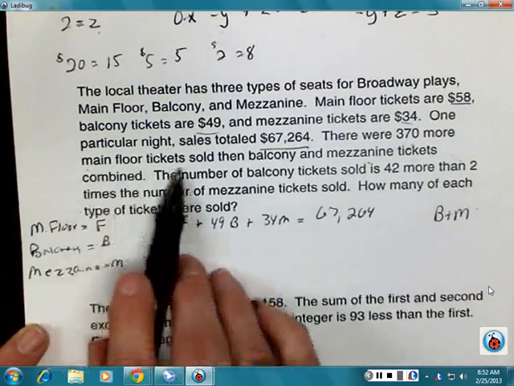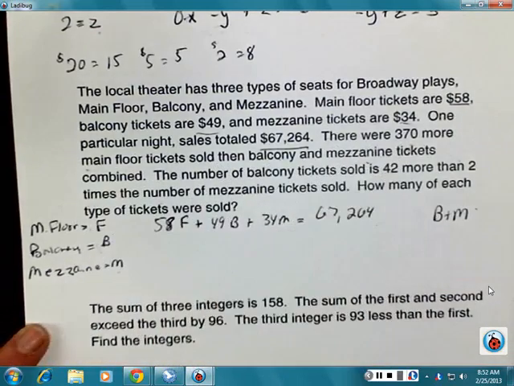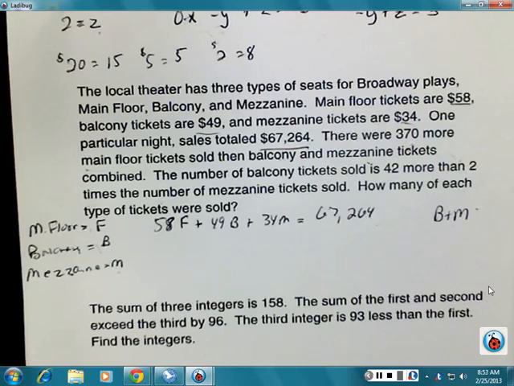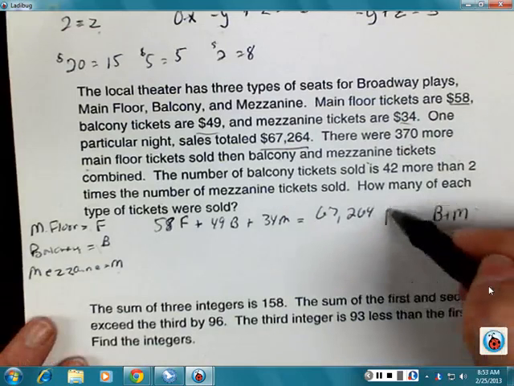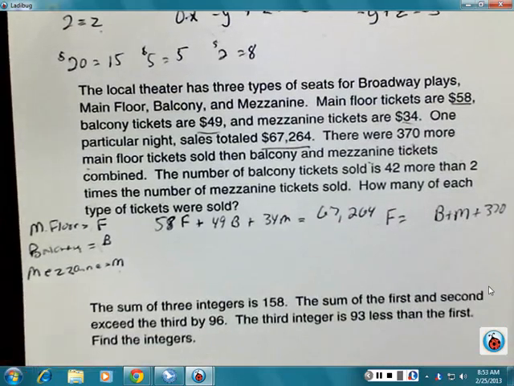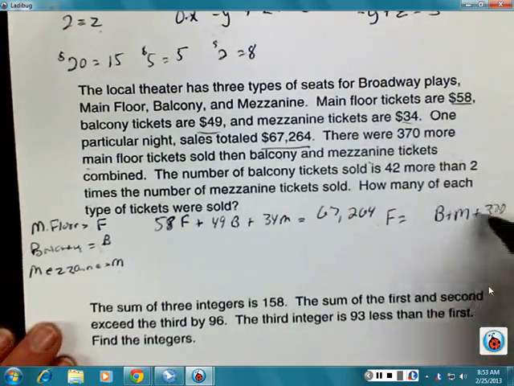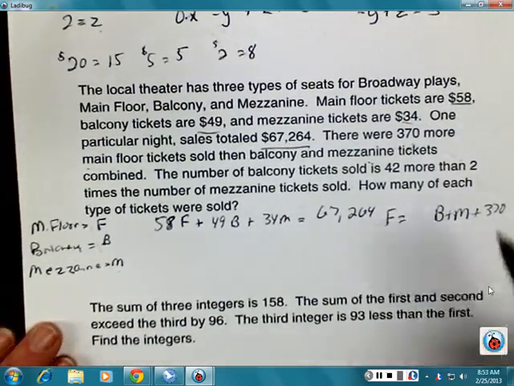So what do we know about main floor tickets? 370 more than the balcony and mezzanine tickets. Do we add the 370? Add it to where? So would we have floor equals balcony plus mezzanine plus 370? Would that work? Yeah. Okay. That would probably end up being our best thing because remember, we're adding 370 because it's more than the main floor. Okay? Now can I take this and just stick it right over there?